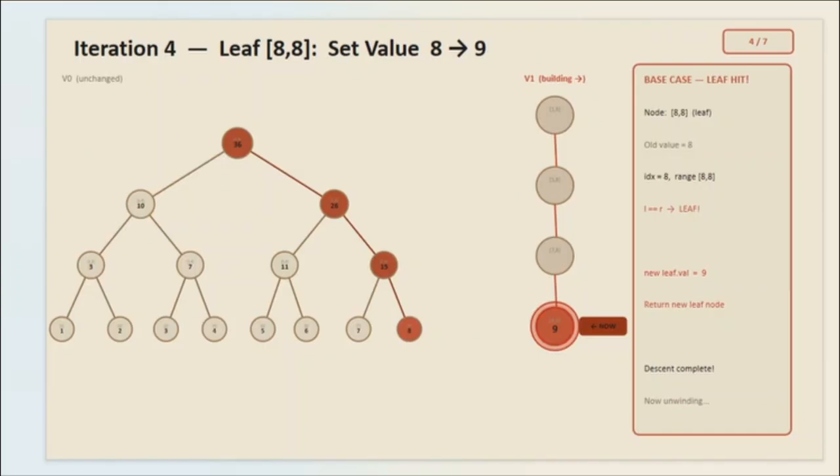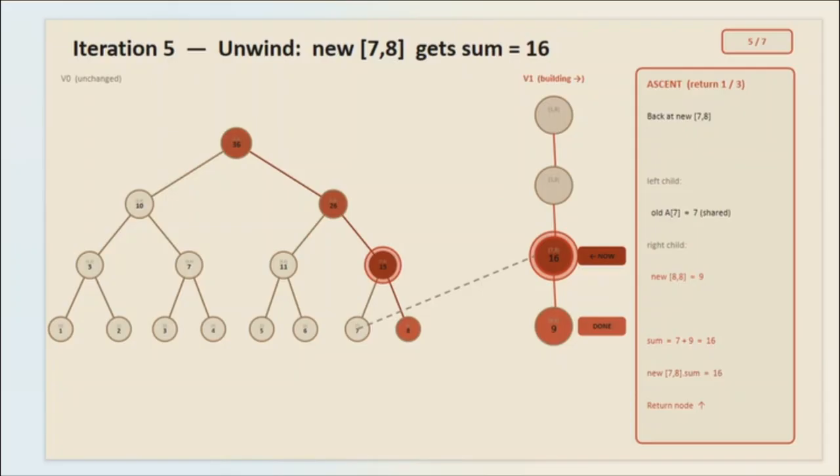Now here we have reached the leaf node, and it's our targeted node. The base case, leaf equals right, tells us we are at the target. We create a leaf node and set its value to 9. The descent is complete. Now the call stack starts to unwind.